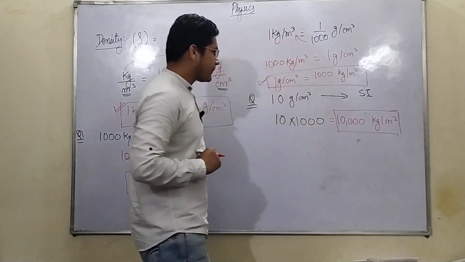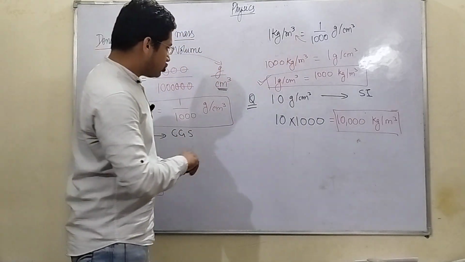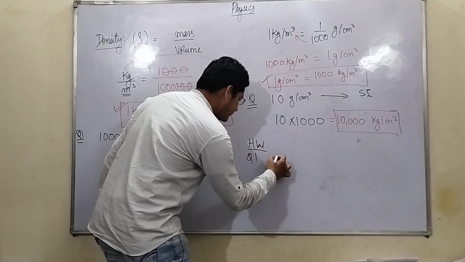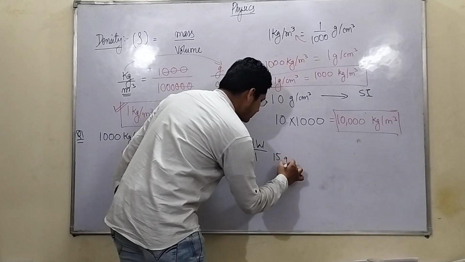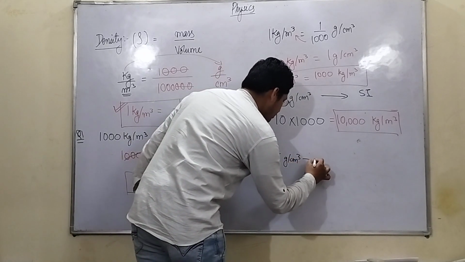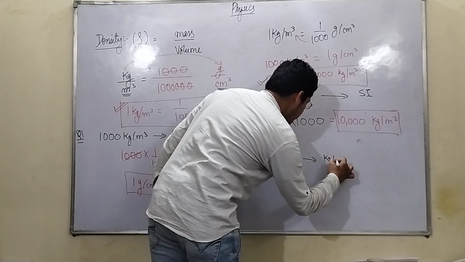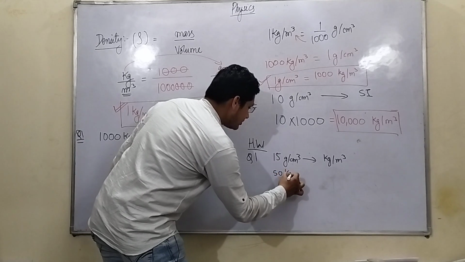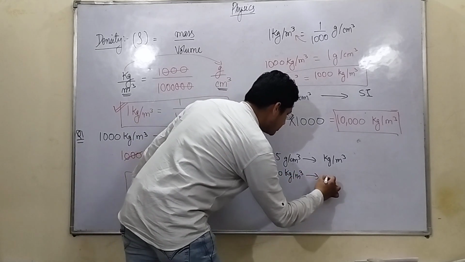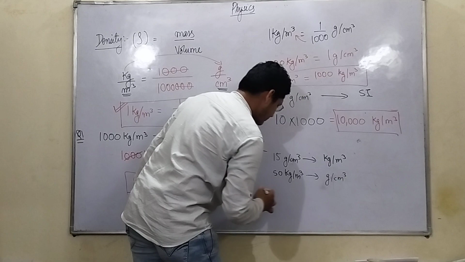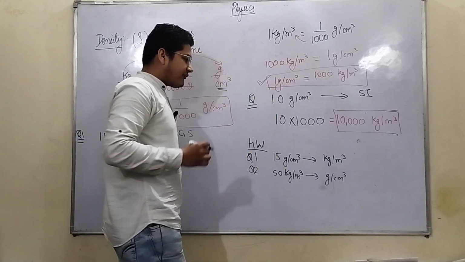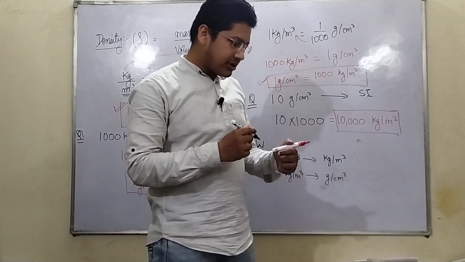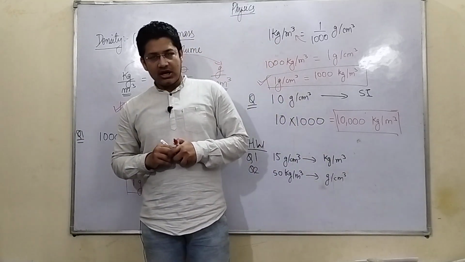Any problem, beta? Now in the homework you have to do a few questions. You have to convert 15 gram per centimeter cube into kg per meter cube, and 50 kg per meter cube to gram per centimeter cube. Okay, these are the two questions that you have to try to do. And write down the answer in the comment section. Okay, beta. If you have any problem, then you can mention it in the comment.